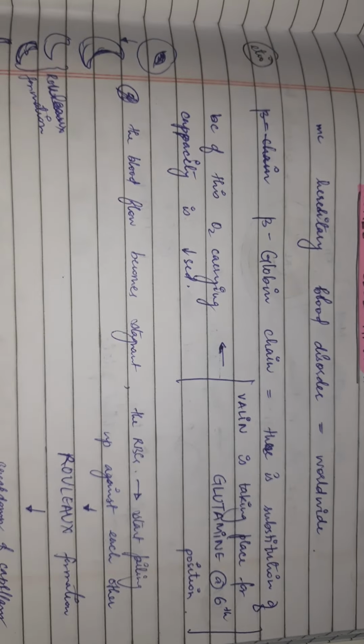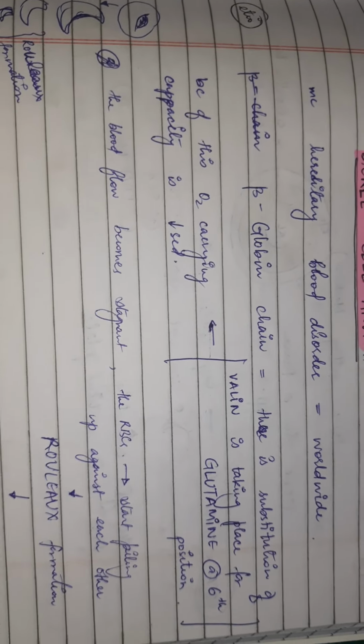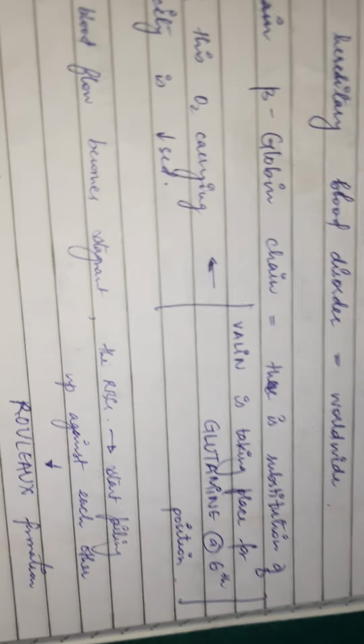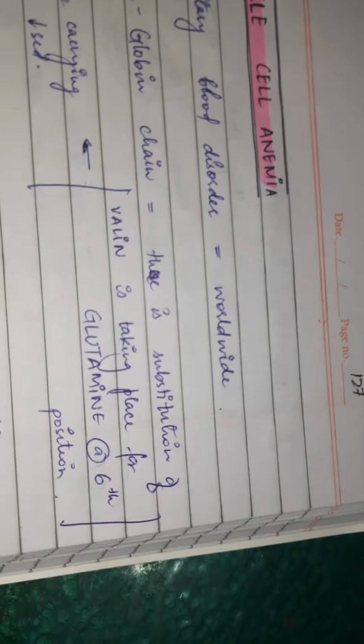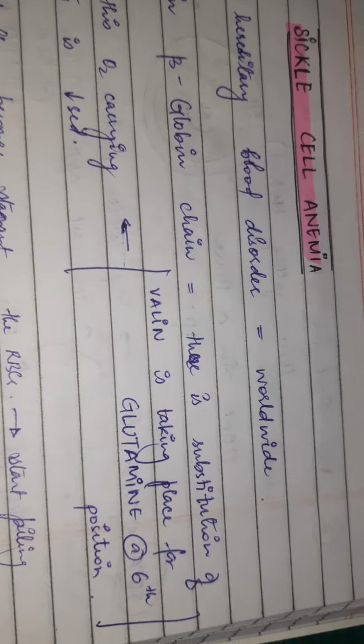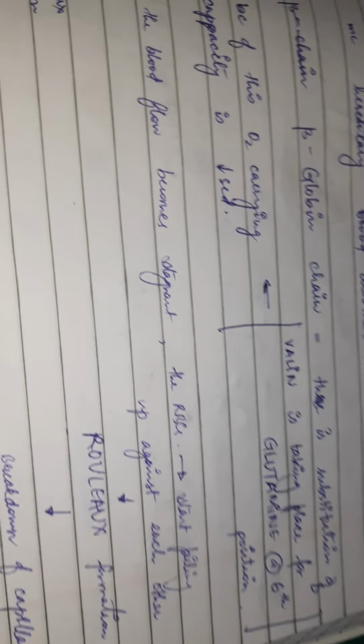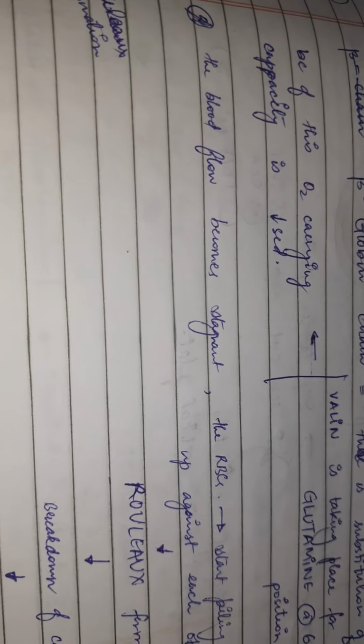There is substitution of valine for glutamine at the sixth position. Substitution of valine taking place at glutamine.